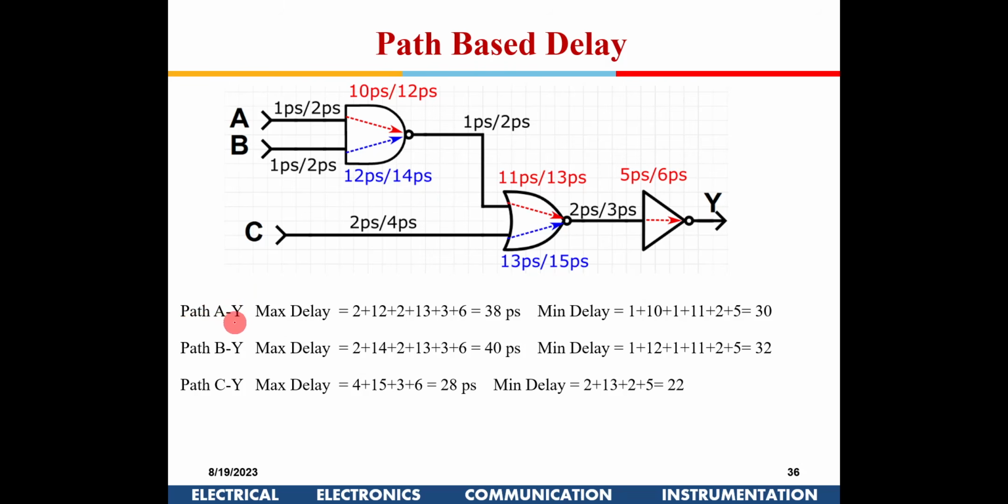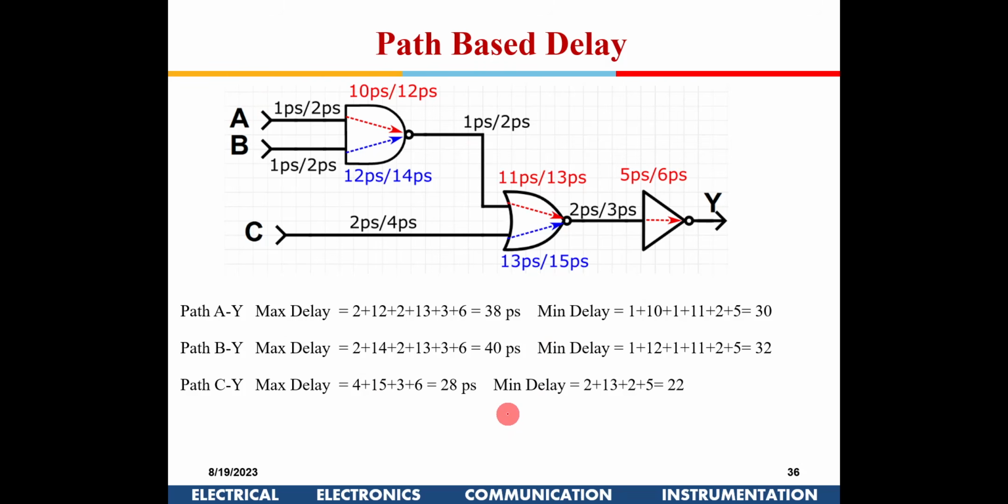So for each path, I compute the max delay and the min delay separately. So this is one path, this is the second path, and C is the third path. For each path I will compute separately, and then I take the worst case scenarios for each of these paths. This is known as path-based delay. Is this okay with all of you? Is it understood? This is known as path-based delay.